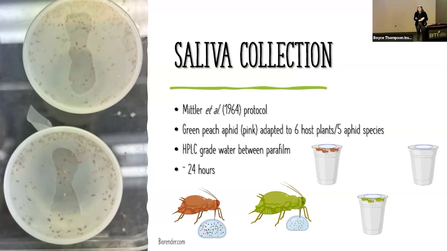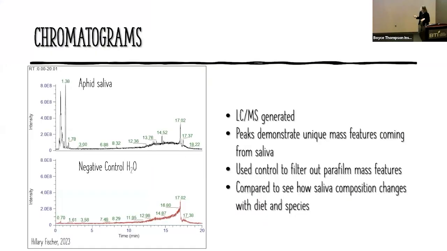Then after about 24 hours, we collected that water and ran it through liquid chromatography mass spectrometry to generate chromatograms. You can really see a difference here. This top is aphid saliva, and those really cool peaks are unique mass features that were found in the aphid saliva. But when compared to the negative control of just water, you can see that there's a large difference in the peaks present. So we took anything that was represented in the negative controls and filtered it out of our chromatogram samples, just for anything that could have been from the parafilm.